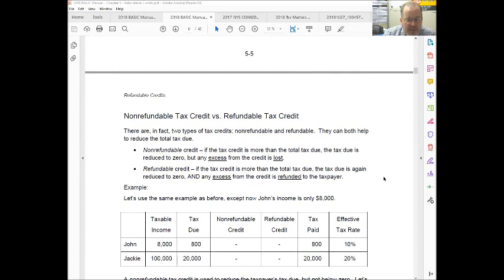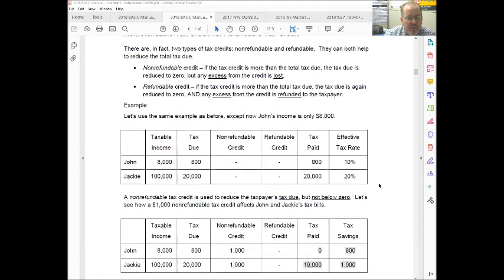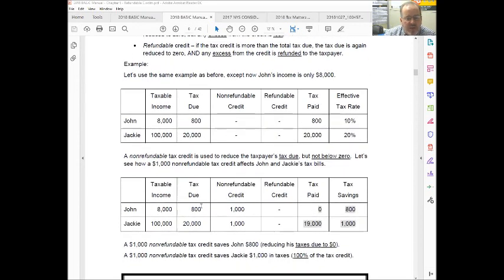If we reduce our tax bill to zero, we still get the excess as part of our refund. All right, so we have our example here again. We have John and Jackie. We did a little bit different on John's income though, and their tax rate. In this case, a non-refundable credit.